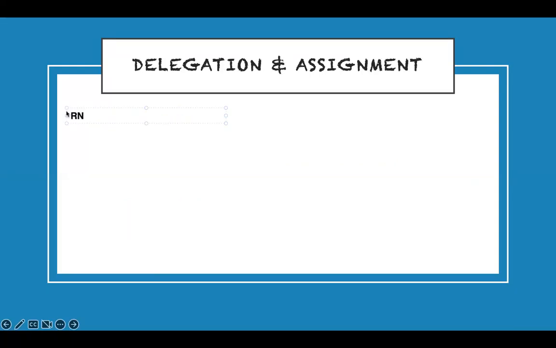We have the RN, and then we have the LPN, and you can get a UAP, right? So there are things that you do. You have to delegate to staff. There are a few things you already know, the five rights of delegation.